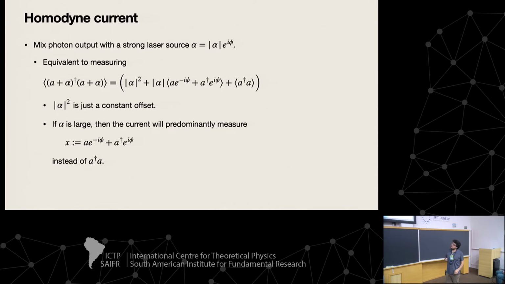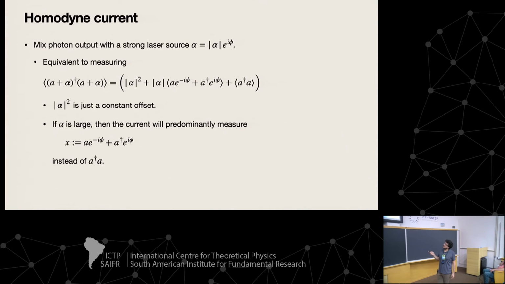And then we get, and this is the interesting part, a term that's proportional to alpha, which is actually measuring not A dagger A, but A plus A dagger with some phases, plus the term that we were measuring before, A dagger A. And so if this alpha is very strong, this term will actually be dominant. So essentially, you'll just be detecting a different operator. And that's the cool thing about homodyne. Homodyne doesn't measure the photon number. It measures essentially the position and momentum of the harmonic oscillator, which they call the quadratures.